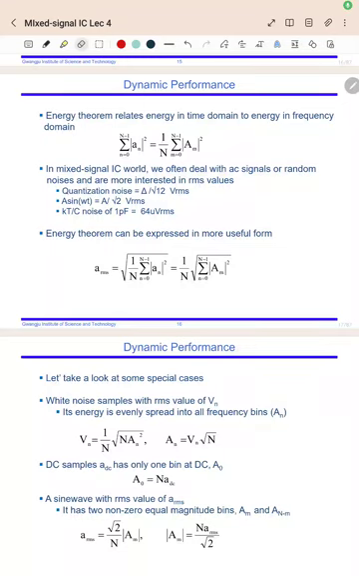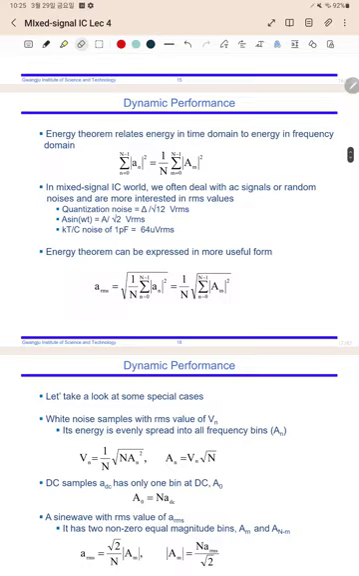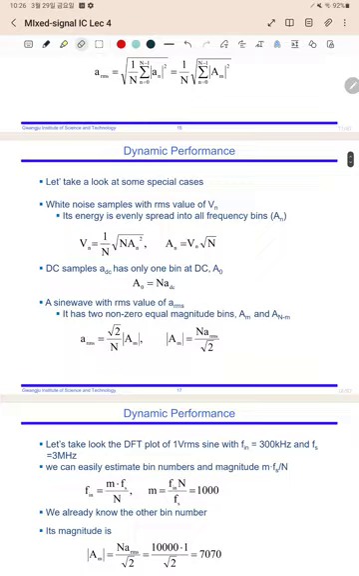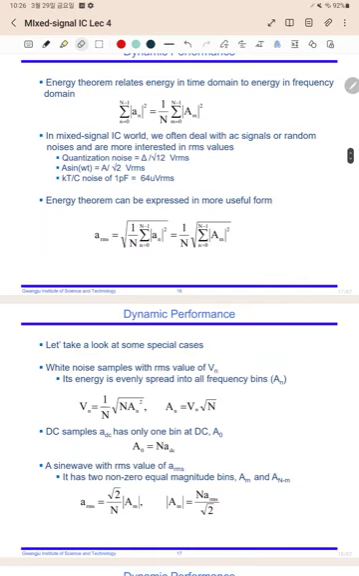Okay, let's just talk about what we covered last class this Wednesday. So we took a look at the dynamic performance of the ADC, and the way we measure the dynamic performance of the ADC, which is the spectrum of the ADC output.